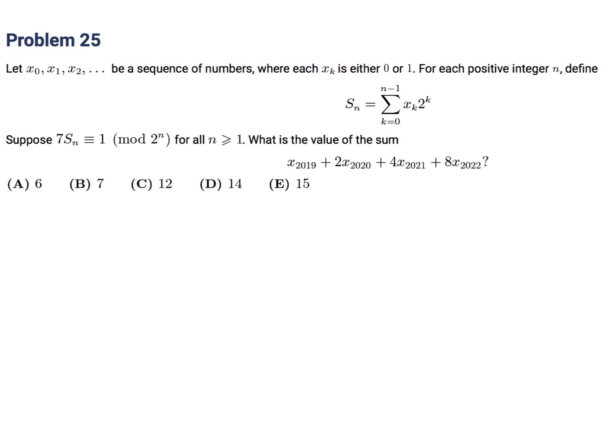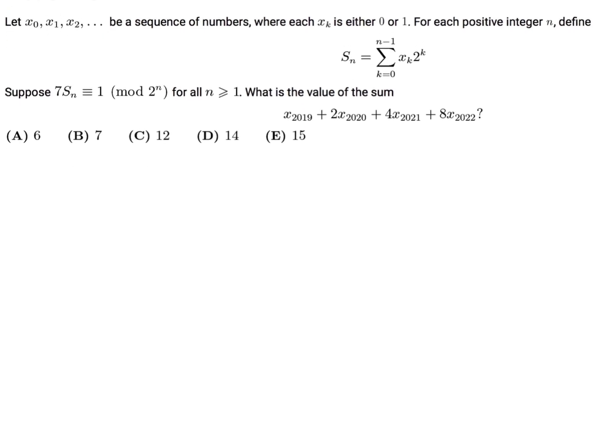Problem number 25. Let x0, x1, x2, ... be the sequence of numbers where xk is either 0 or 1. For each positive integer n, define Sn to be the sum from k equals 0 to n minus 1 of xk times 2 to the k. Suppose 7 times Sn is equal to 1 mod 2 to the power of n for all n greater than or equal to 1. What is the value of the sum?